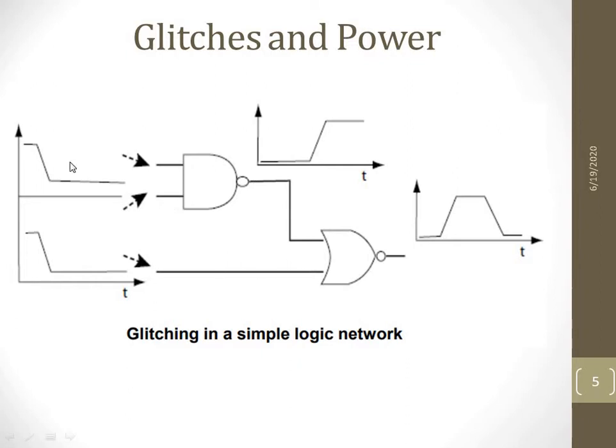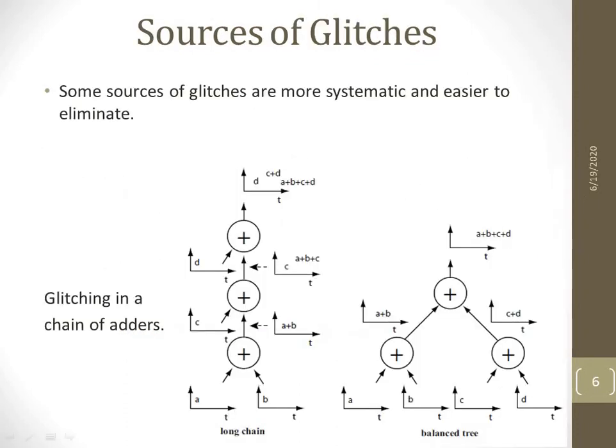When these power supply lines are not constant all the time, if they are changing, then when we pass them through a logic network, it shows like a glitch. It is not just low and high. There is a small change which happens. It is called a glitch. What are the sources of glitches? Some sources of glitches are more systematic and easier to eliminate.